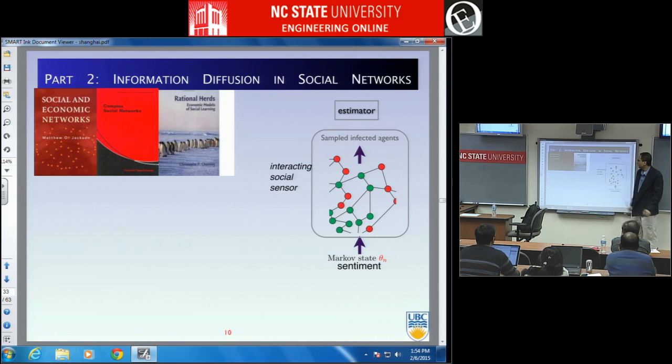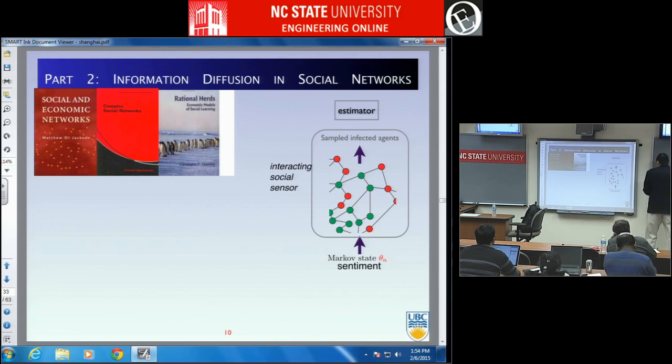We're looking at how information diffuses in large-scale social networks. There are very many excellent books in this area. The book Rational Herds, which I already mentioned in the Bayesian context. There's the book by Matthew Jackson at Stanford, Social and Economic Networks, which is really a Bible in this area. It has a lot of stuff. There's another book by Redondo Vega, Complex Social Networks, which is also a very interesting book.